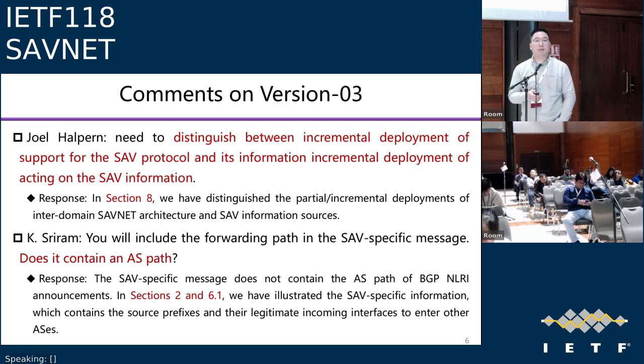Sriram commented on whether the SAV-specific message contains an AS path. Our response: the SAV-specific message does not contain the AS path of the BGP NLRI announcements. In sections 2 and 6.1, we have illustrated the SAV-specific information, which contains the source prefix and their legitimate incoming interfaces to enter the AS.